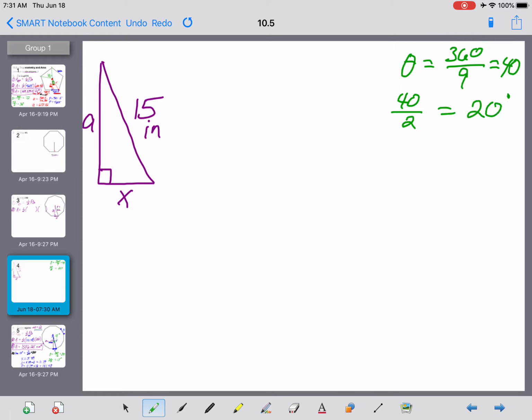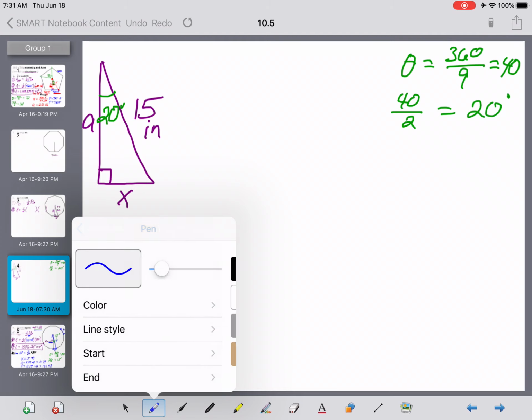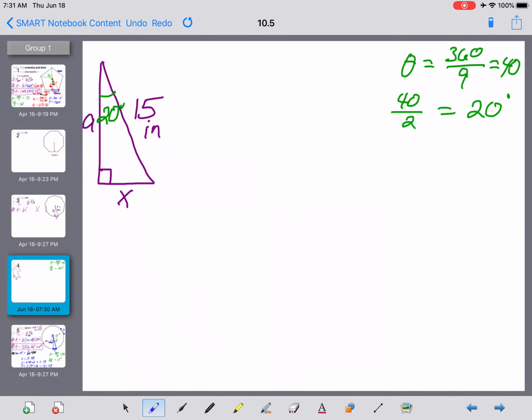40 divided by 2 is 20 degrees. So that's the angle that we are dealing with right here. Okay, with that in mind, we can find either x or a first. It's really about the same amount of work. We're going to go ahead and find x first.